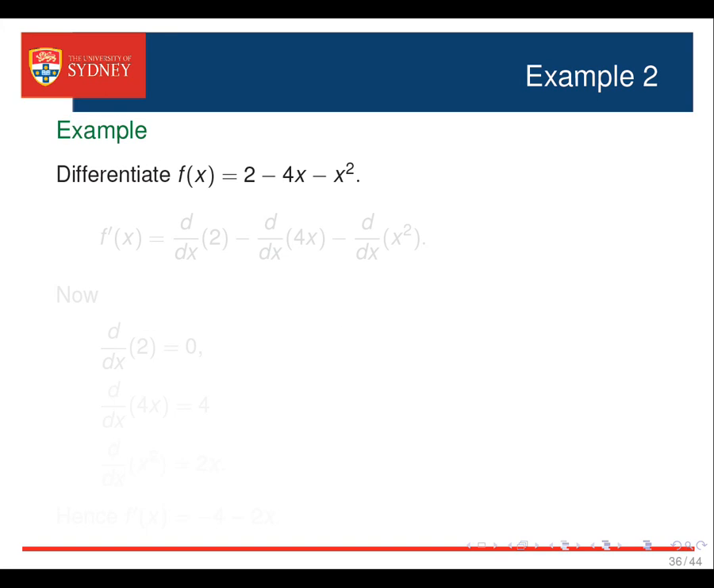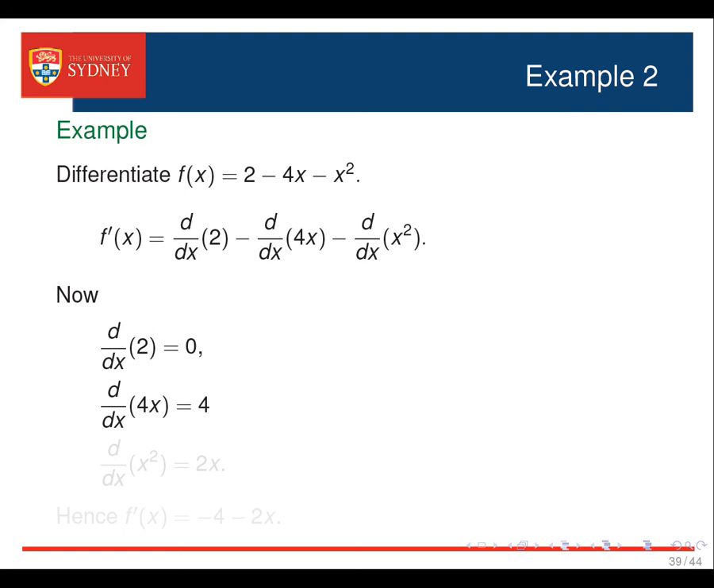Let's have a look at another example. Differentiate the function f equals 2 minus 4x minus x squared. Again, we differentiate each term separately. The differentiation of 2 is equal to 0. The differentiation of 4x is equal to 4. The differentiation of x squared is 2x. Hence, the answer is minus 4 minus 2x.